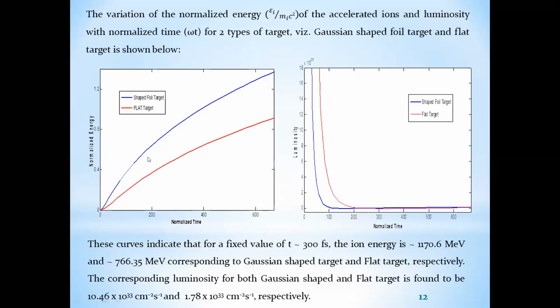Let's have a look at the graphics, which we have made using MATLAB software. We have shown the variation of normalized energy and the luminosity with the normalized time for three cases. The first is the result for the different shapes of the target, and we found that the Gaussian shaped foil target is more efficient in transferring the energy and momentum to the ion in comparison to the flat target.